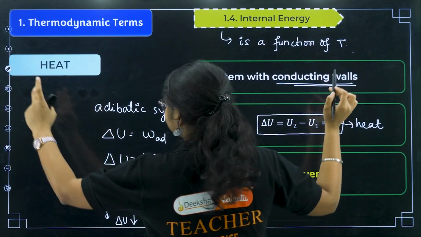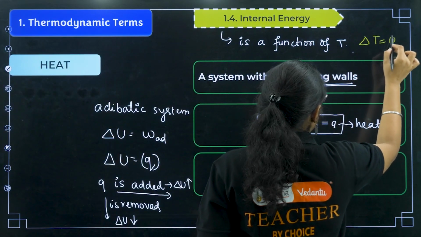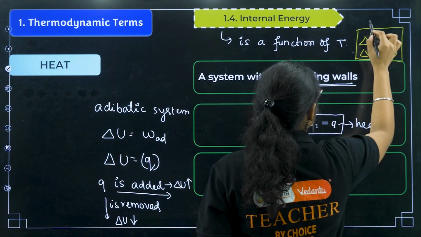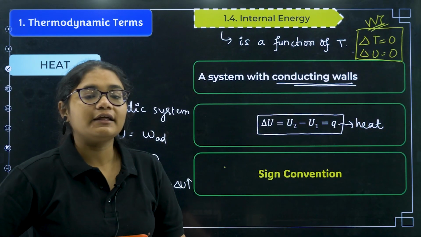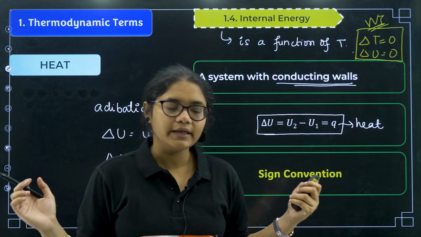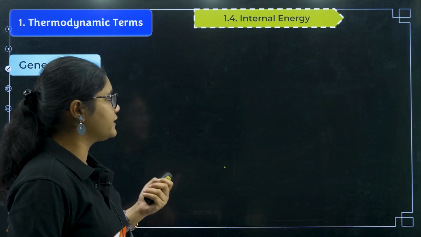If delta T is equal to 0, that means delta U will also be equal to 0. This is a very, very important concept that you should know. For delta T equal to 0, delta U will be equal to 0. Fine. Now let us go to the next thing, that is the general case.